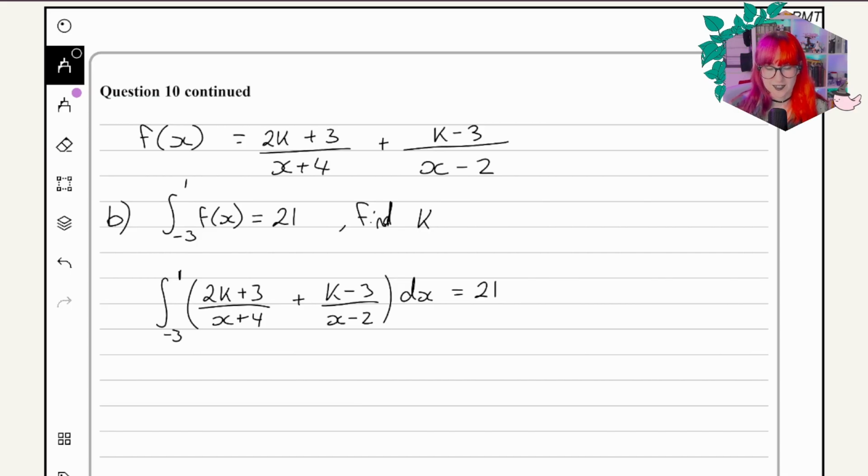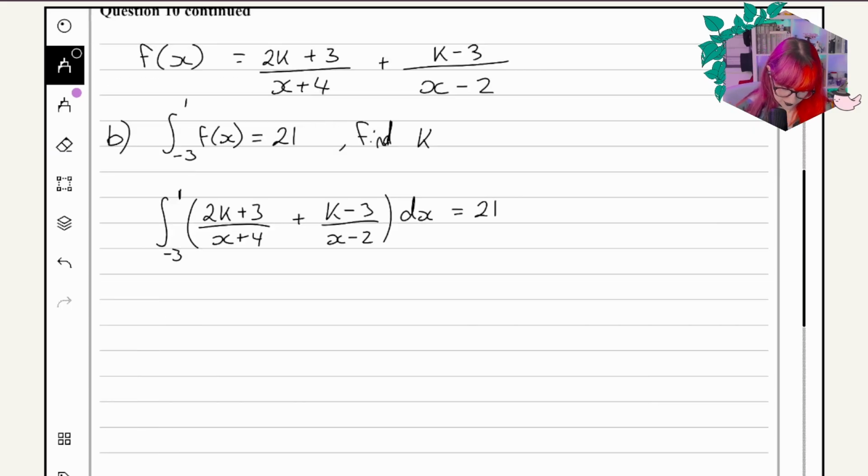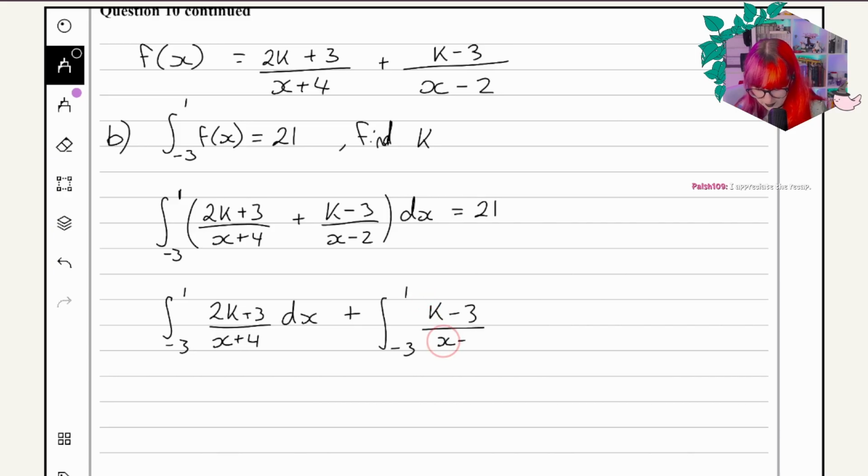And now we're trying to solve it as an integral. So this is maybe an easier way of looking at it, because we're summing, we can do each integral at a time, because it's the same as saying the integral of 2k plus 3 over x plus 4 dx plus the integral from minus 3 to 1 of k minus 3 over x minus 2 dx is equal to 21.